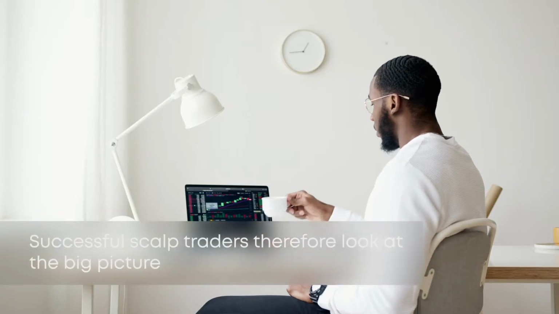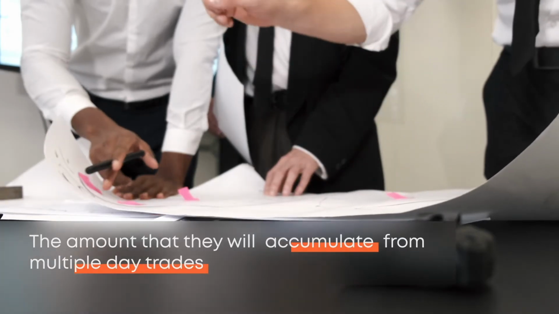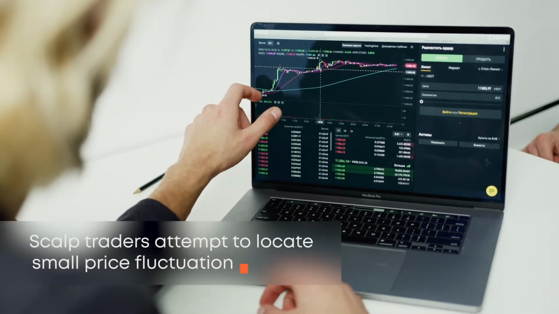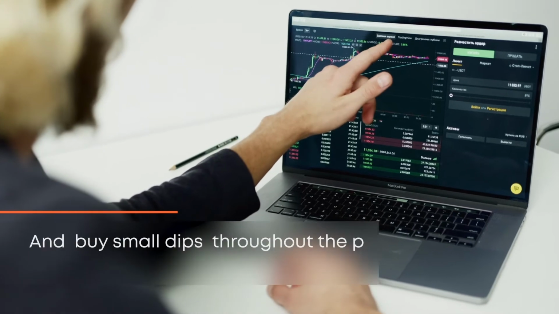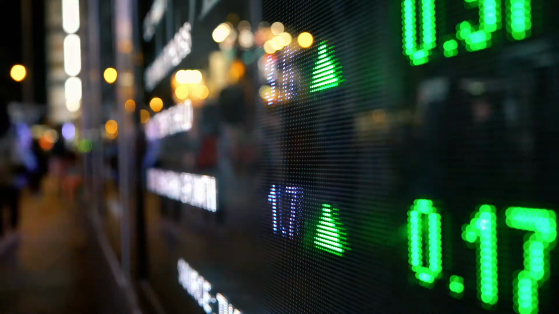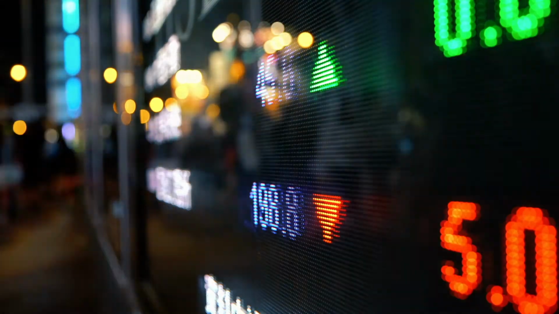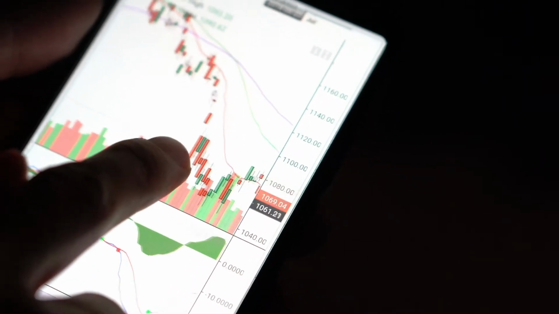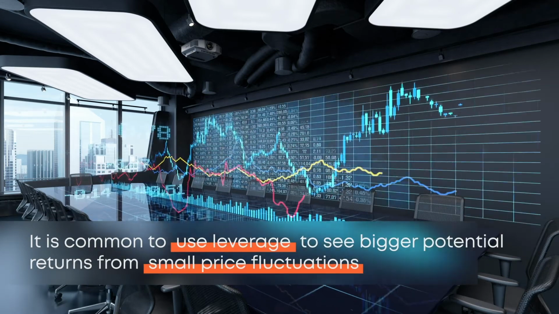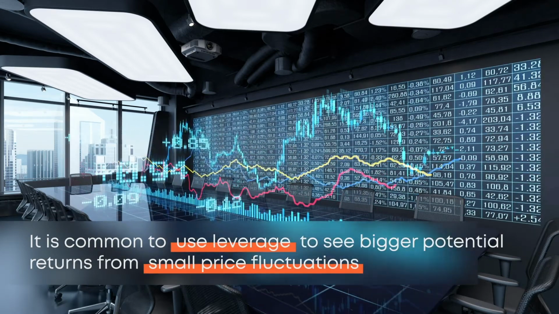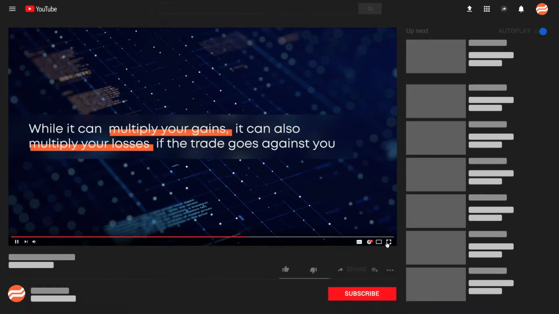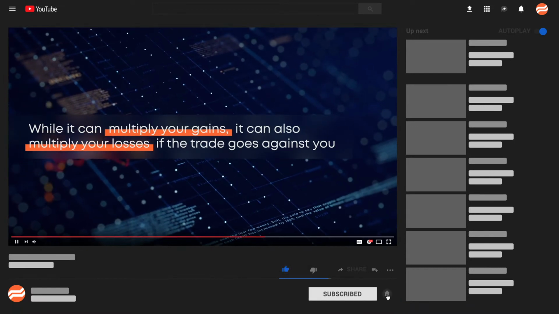Successful scalp traders therefore look at the big picture, the amount that they will accumulate from multiple day trades that are quickly bought and sold throughout the day. Scalp traders attempt to locate small price fluctuations and buy small dips throughout the period of the trading cycle. Shortly after, when the asset goes in the desired direction depending on if the position is long or short, scalpers sell and start looking for the next position to open or close. With scalp trading, it's common to use leverage to see bigger potential returns from small price fluctuations. Traders should always exercise caution when using leverage, because while it can multiply your gains, it can also multiply your losses if the trade goes against you.